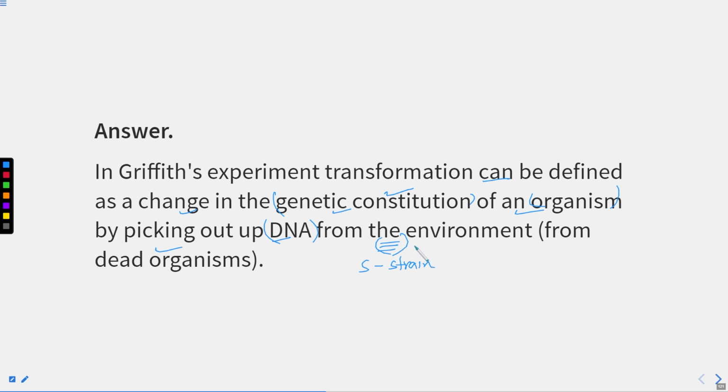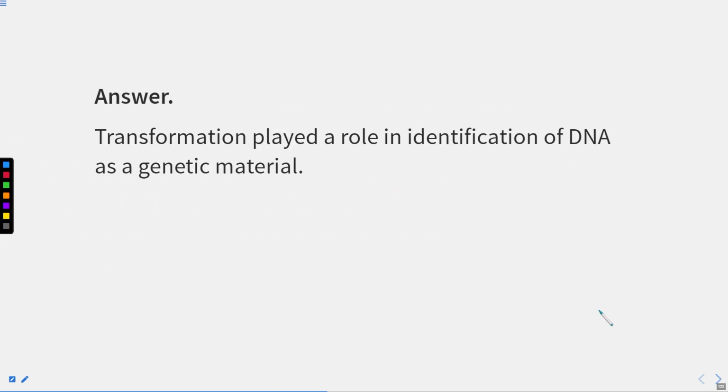Earlier, it was not known that DNA is the genetic material. So he only said that there is some transforming principle. This transforming principle was transferred from the S strain to the R strain, and then the genetic constitution of the R strain changed and they became virulent S strain. Now, the transformation experiment played a role in identification of DNA as the genetic material.